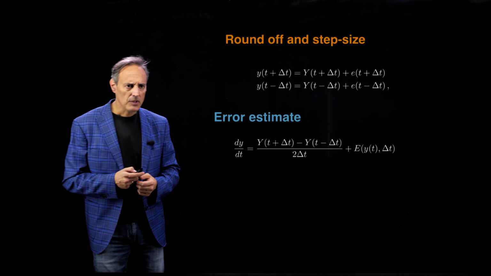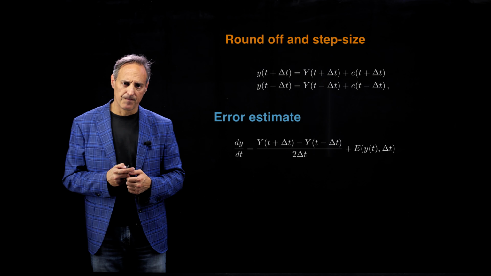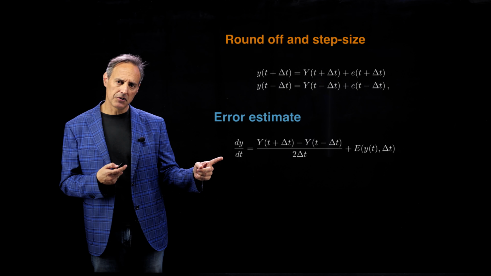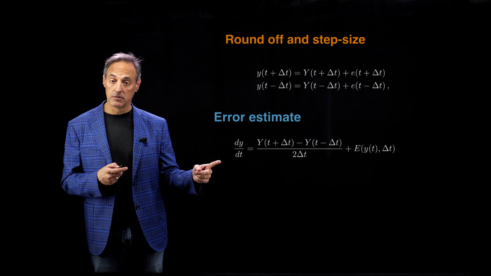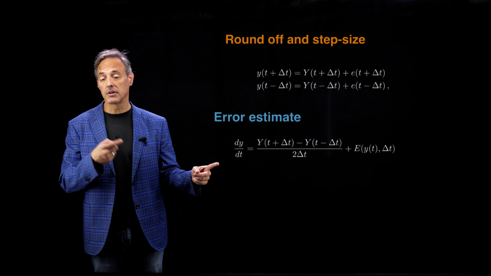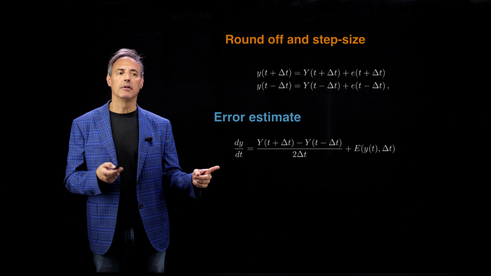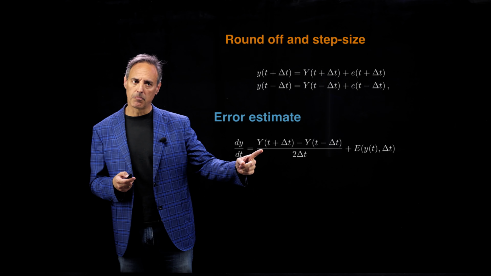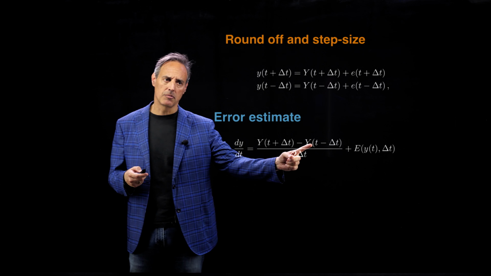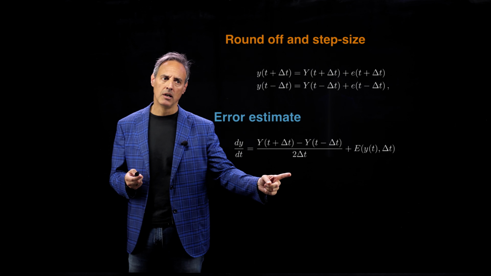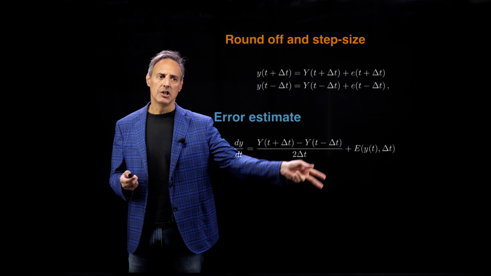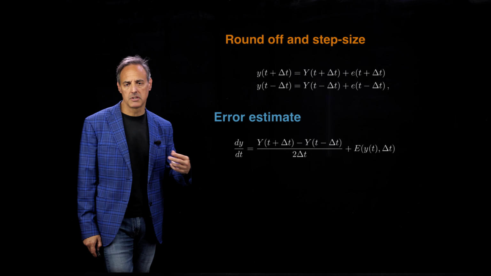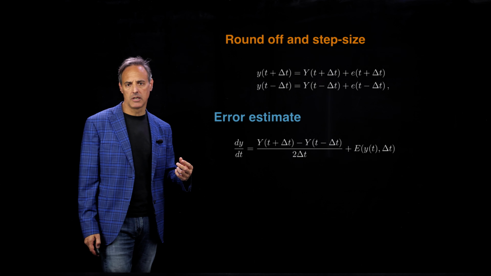So let's compute the error estimate. Remember that here is an order delta t squared numerical differentiation scheme that we learned in the last lecture for computing the first derivative. It's a slope formula, rise over run. This point in front, y of t plus delta t, minus the point behind, y of t minus delta t, and the run is 2 delta t. If you remember, this produced an order delta t squared accurate representation of the slope.